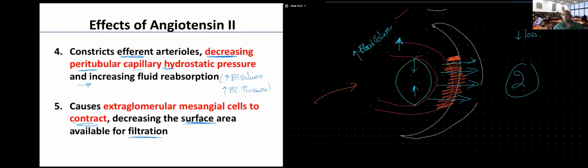Any questions? All right, so we can have a 10 minute break. We'll come back and discuss more about the blood pressure regulation and the urine formation.